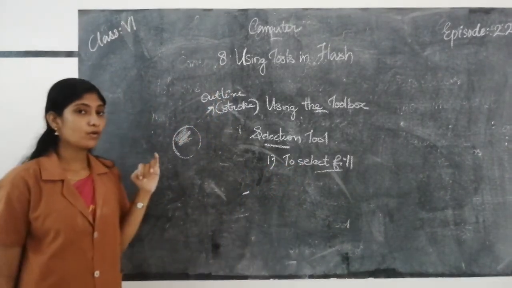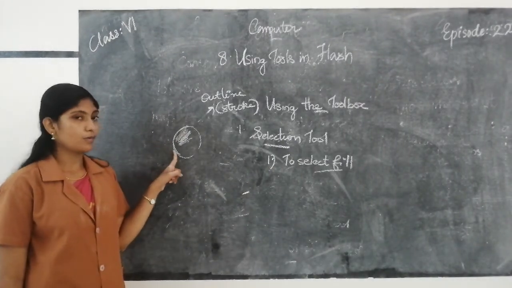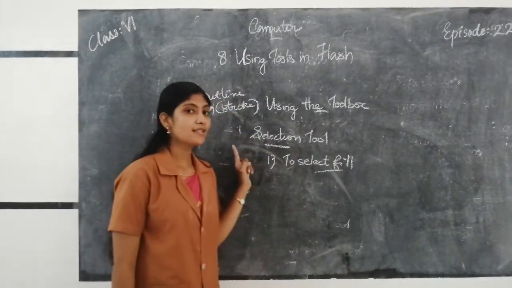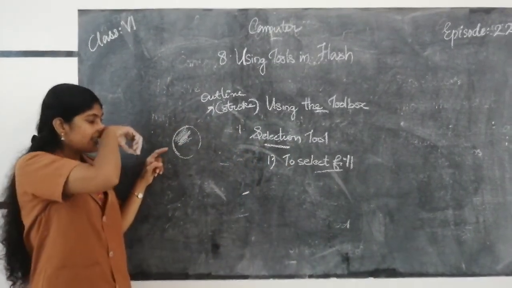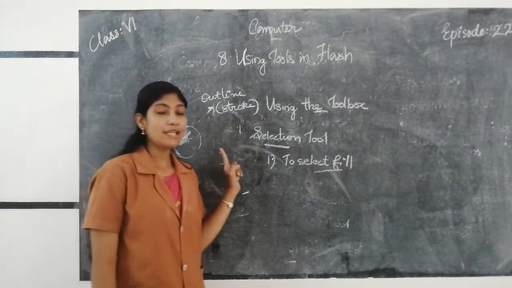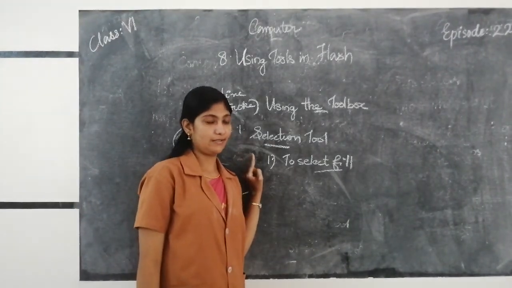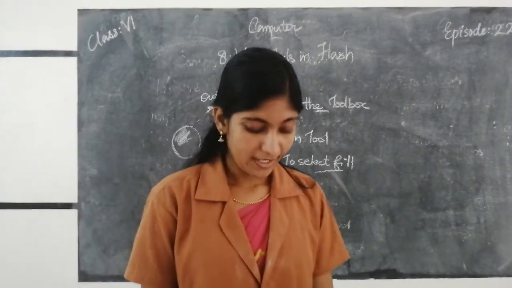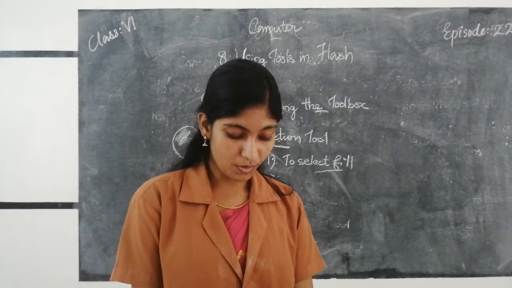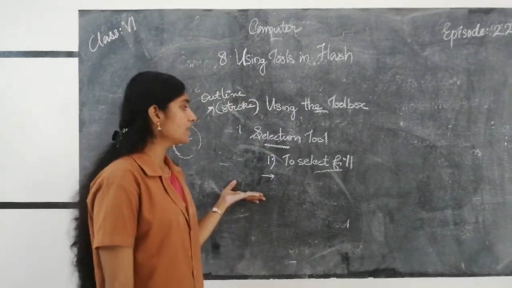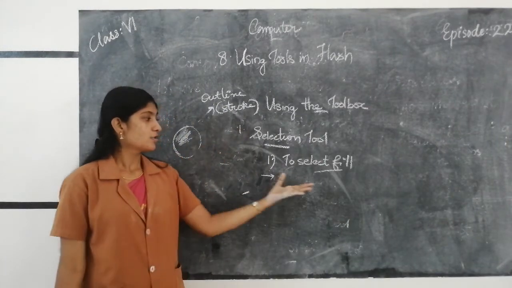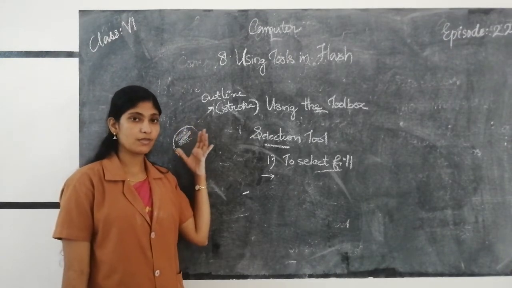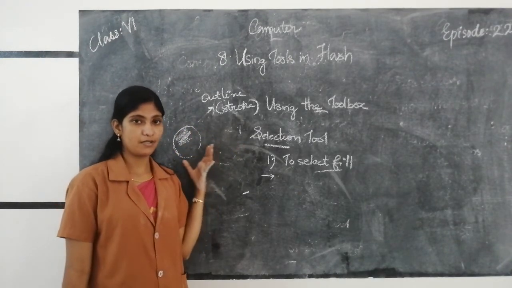So once again, we have only three steps. This is the outline part and this is the filled part. If you want to select the filled part, just select the selection tool and then click the filled area. So the filled area will be selected. Those are the steps for selecting the filled area. The next is how to select the stroke or outline part. It is similar to this, with only a small change. To select the outline part, just click the outline area.